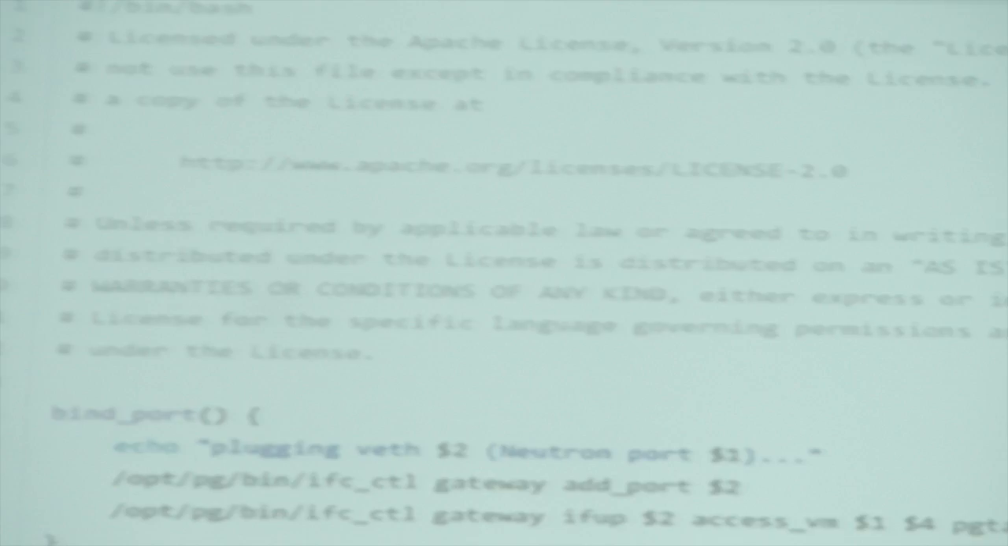Example, is there someone from Plumgrid in here? No, good. So this is the example for the Plumgrid solution.